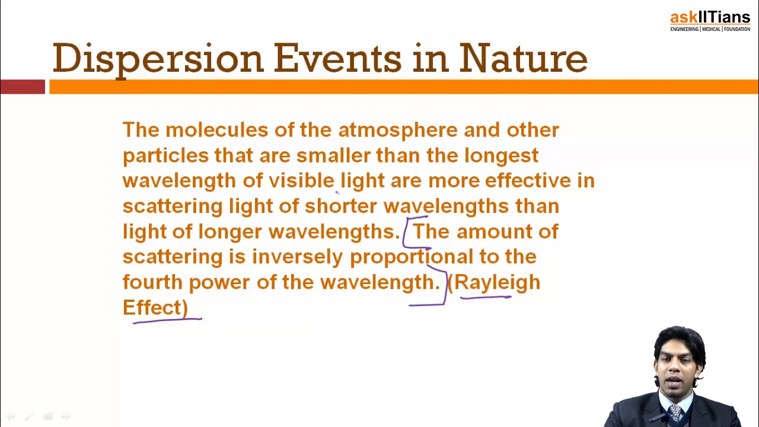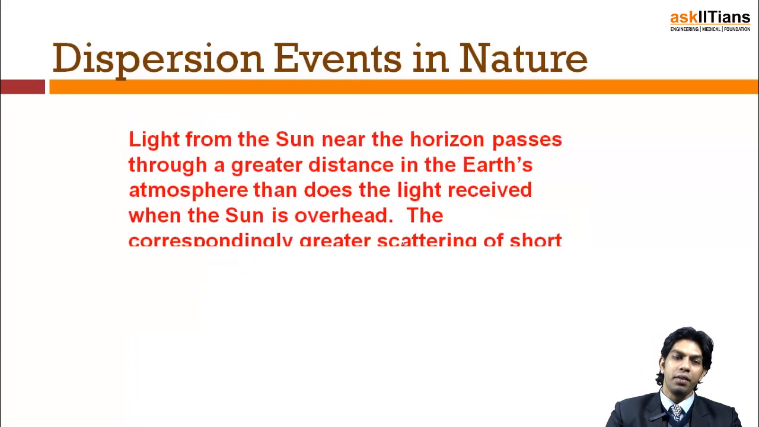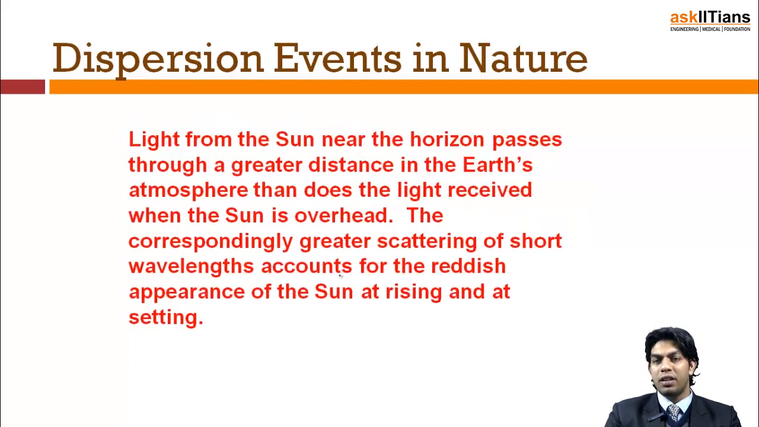So please keep in mind the assumptions being made, that is, the particles need to be smaller than the longest wavelength of visible light. They are more effective in scattering the light of shorter wavelengths than the light of longer wavelengths. Now let's look at an event corresponding to this. Light from the sun near the horizon passes through a greater distance in Earth's atmosphere than does the light received when the sun is overhead.